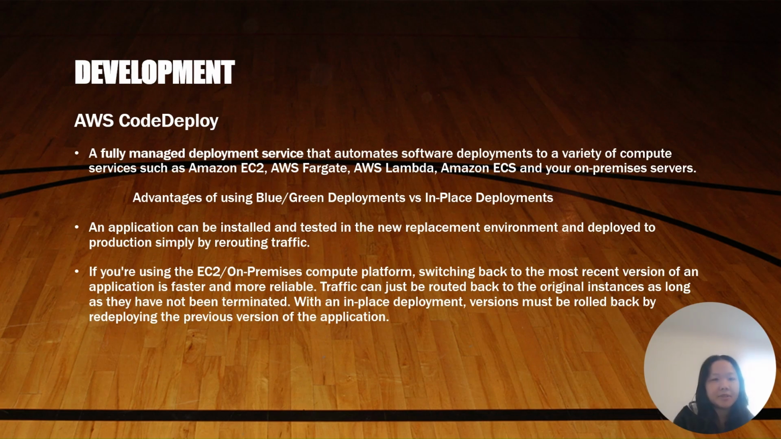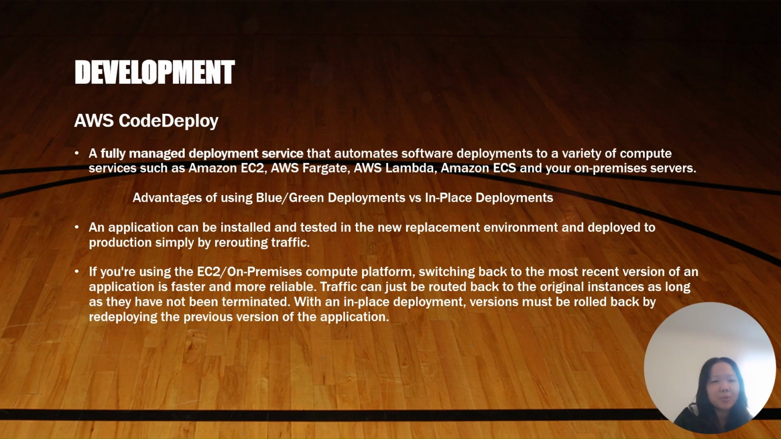So the first one, we're going to go to the development topic. We're going to go to AWS CodeDeploy. AWS CodeDeploy is a fully managed deployment service that automates software deployment to a variety of compute services such as Amazon EC2, AWS Fargate, and AWS Lambda. AWS Fargate and AWS Lambda are serverless. It also supports Amazon ECS and your on-premises servers.